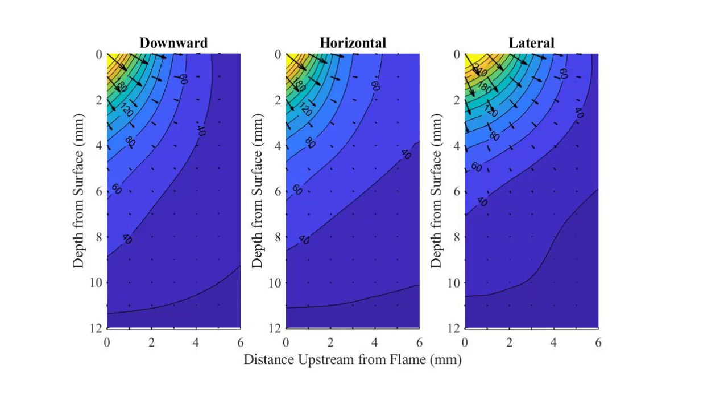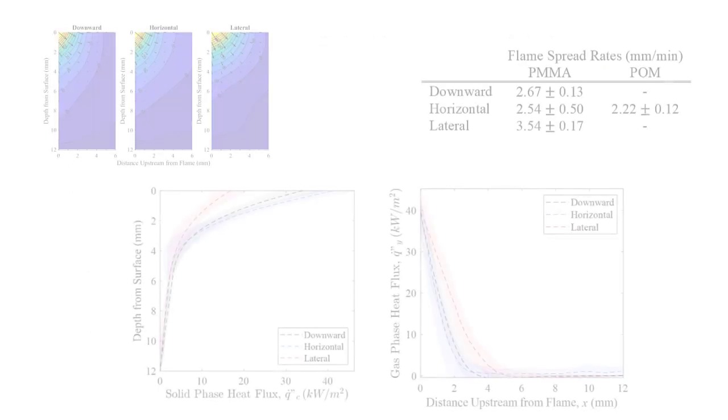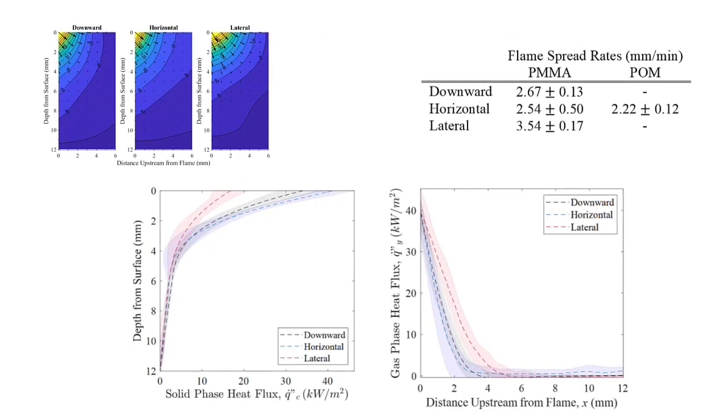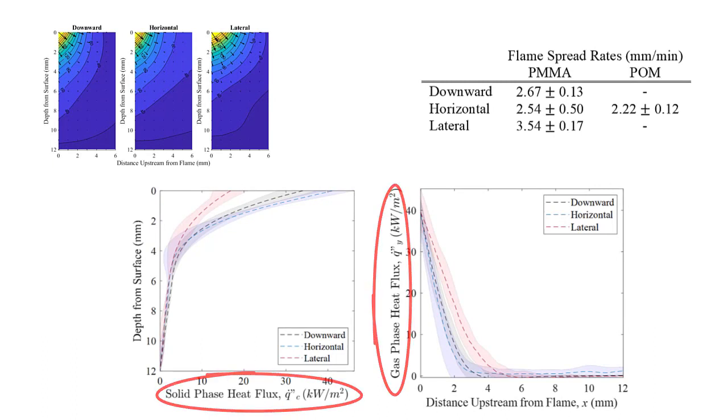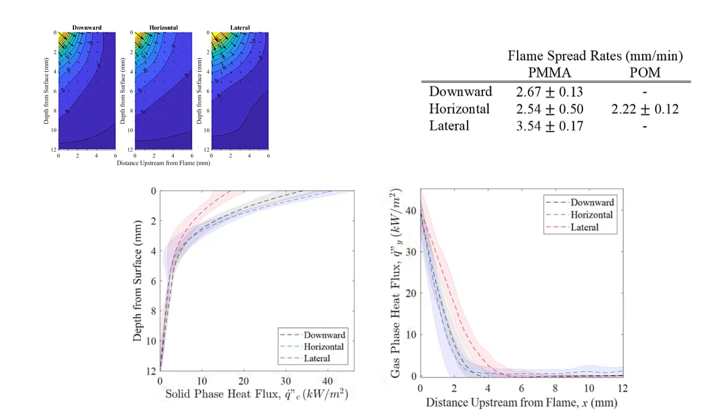Looking at each of these distributions in PMMA, for each of these three configurations, the following heat fluxes can then be calculated for both gas phase relative to the surface and solid phase heat transfer in depth. Both the solid phase and gas phase heat fluxes are largely found to be the same between the horizontal and downward case. However, the lateral case displays both a notably higher amount of gas phase heat transfer and a lower solid phase heat transfer rate.